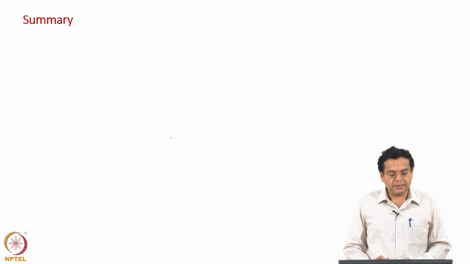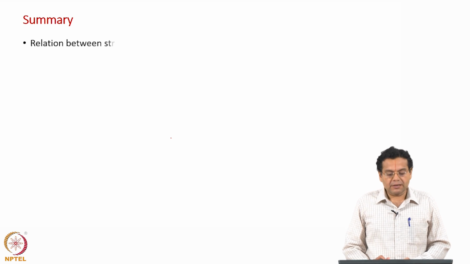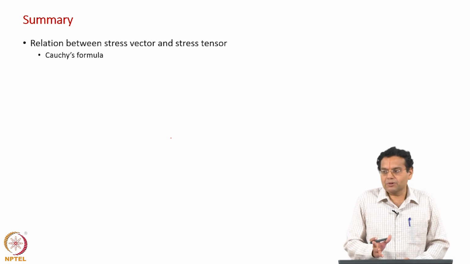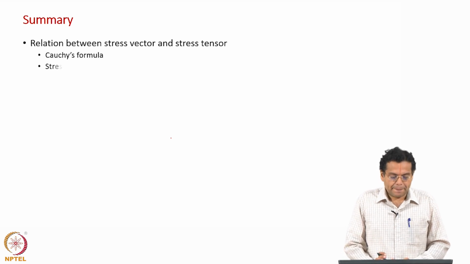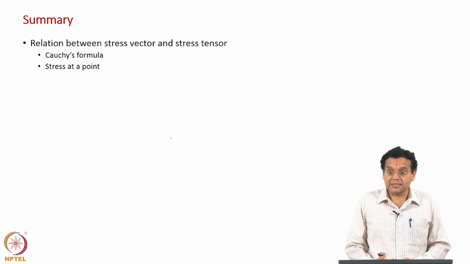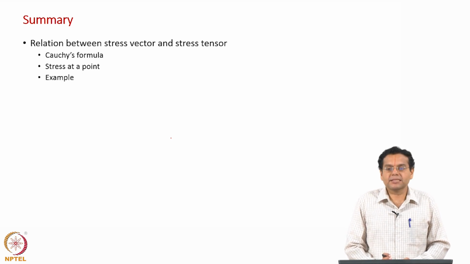Okay. So, let us summarize. We derived a relationship between the stress vector and stress tensor, namely the Cauchy's formula, from a simple force balance. And we also discussed what we mean by stress at a point conceptually. It has all the information for finding the stress vector on any plane. We looked at a numerical example, and represented that in 3D in terms of vectors.